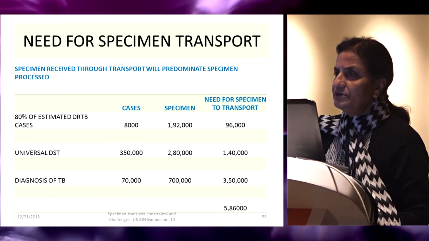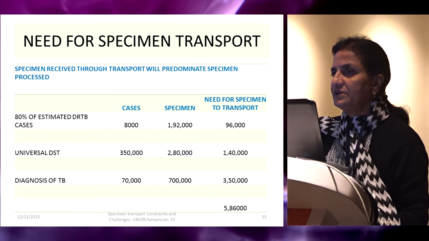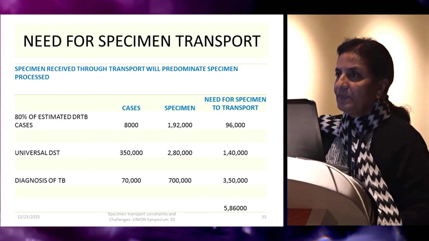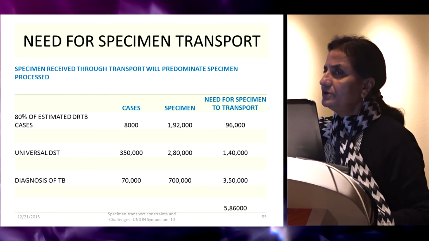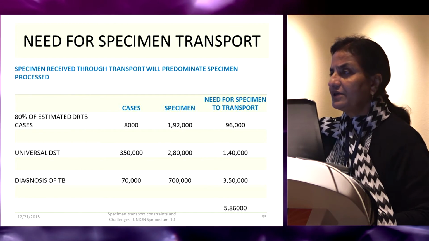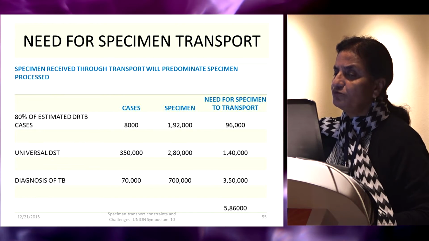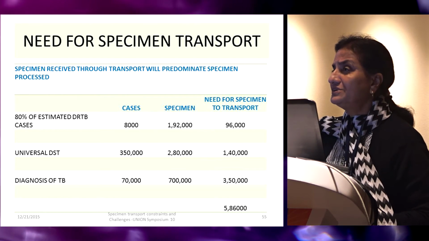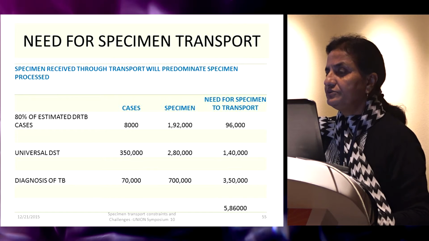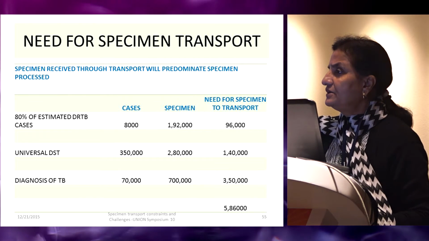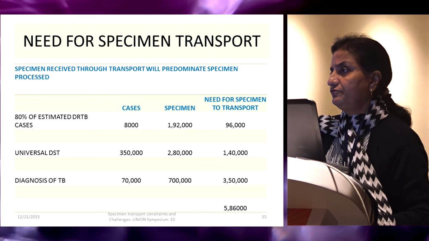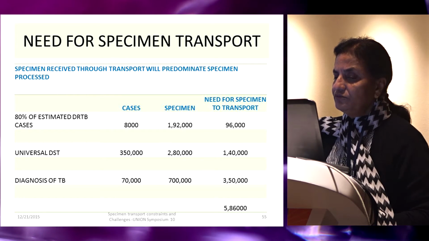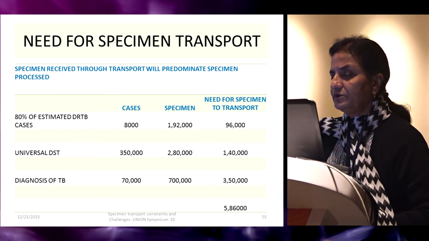So this is just a future need for testing: what testing would be required and how many specimens would need to be transported. At the moment we are diagnosing 24% of the DRTB cases. If we target diagnosing 80% of the estimated DRTB cases, that would come to around 8,000 MDR patients, and that would mean that 192,000 cultures would be required for monitoring of these patients. We anticipate that 50% of these would require transportation, if we assume that 50% would be at the same facility. Similarly, for the universal DST, we have around 350,000 cases notified.